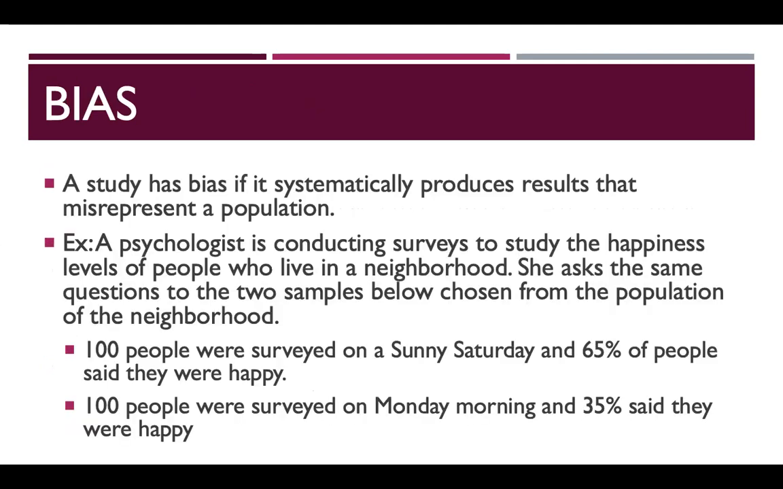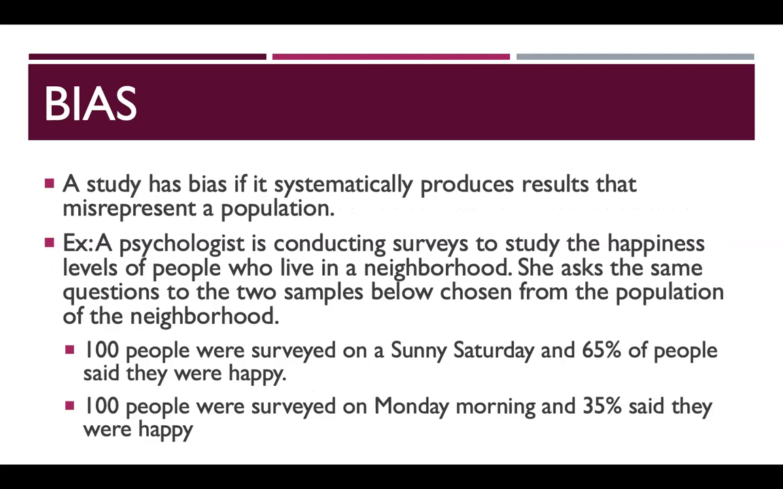Okay, so now we're going to talk about bias. So a study has bias if it systematically produces results that misinterpret a population. So you guys know what bias is. It's a way that you can either ask questions or the way that you're getting your information where it's creating something that's not really true.